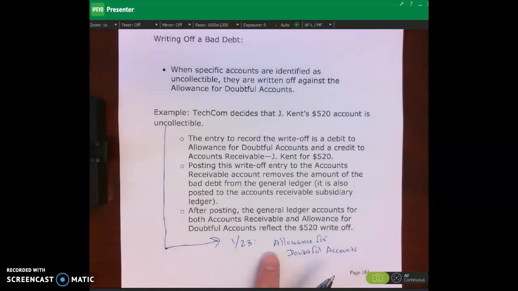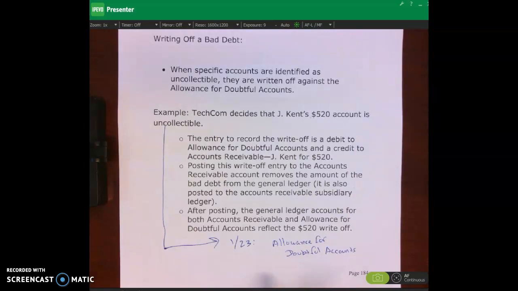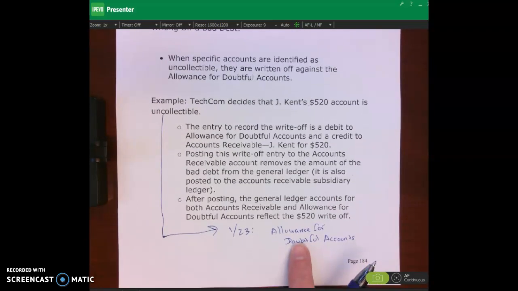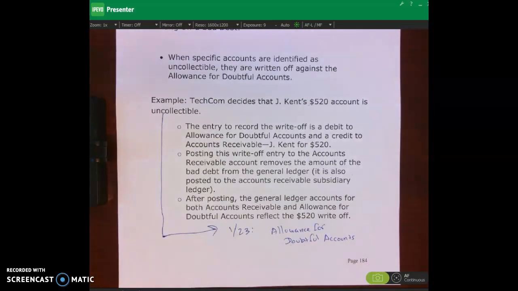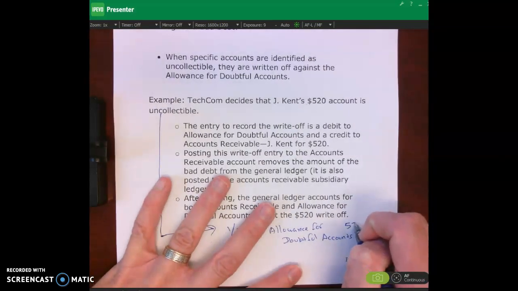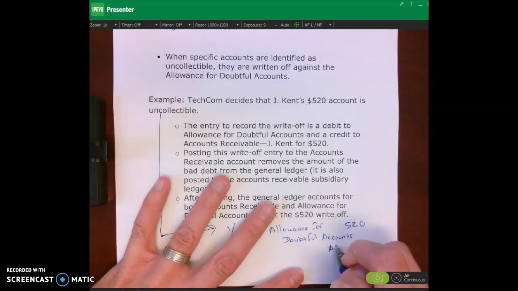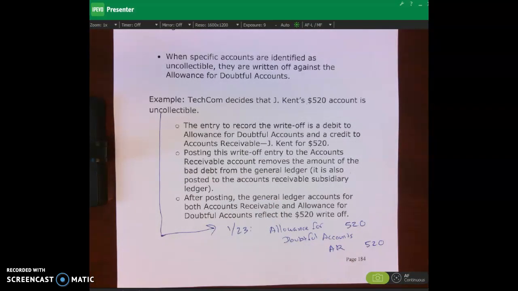Now we come forward to the 23rd of the next year, year 2, and we find out J. Kent can't pay us. So we don't debit bad debts expense again. We debit the allowance for doubtful accounts. By debiting the allowance for doubtful accounts, we reduce its balance, because the normal balance of an allowance for doubtful accounts is a credit, and by debiting it, I decrease it. So I debit the allowance for 520, and then I credit accounts receivable, AR, for 520. And that's my journal entry right there.